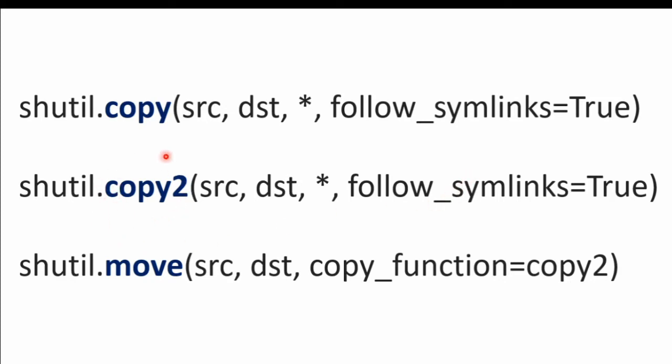Then we have the second method, which is copy2. There is a small difference between these two methods. We are going to look at it in detail when we see some examples. And then we have the move method, which is used to move files. The same arguments here, src, dst, and here we have another argument, copy_function equals copy2. So if we want to use copy2, we need to set this argument to copy2. So let's start with the examples.